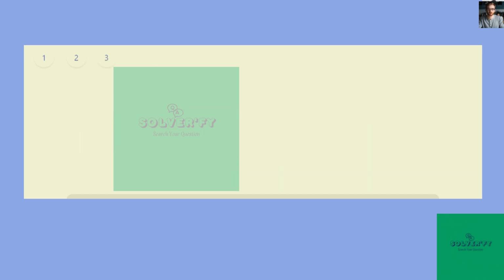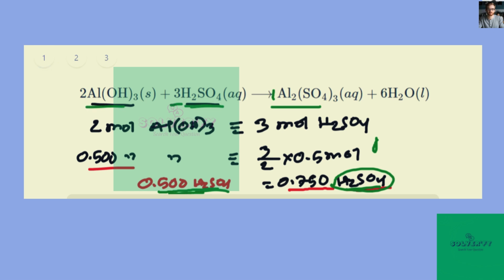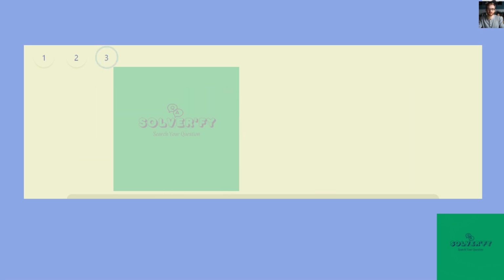Now, in the third part of this problem, we have to find out how many moles of the excess reactant will remain in the reaction. So the excess reactant here is aluminum hydroxide, since H2SO4 is our limiting reactant, and it will be completely consumed. First, we'll have to find out how many mole of aluminum hydroxide will react with 0.5 mole of H2SO4. Then we can find out how many mole of aluminum hydroxide will remain in the reaction.